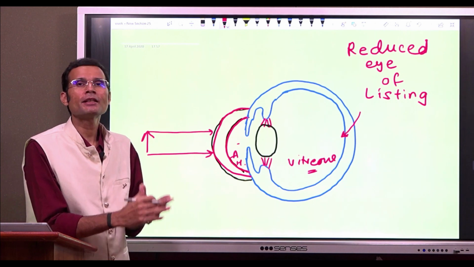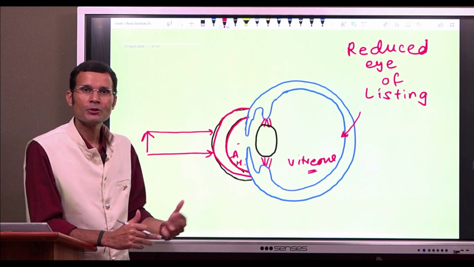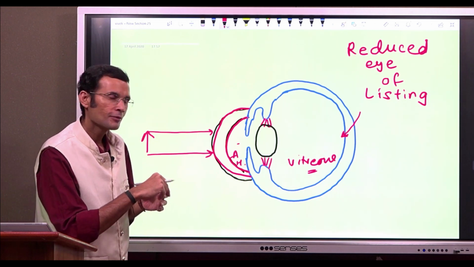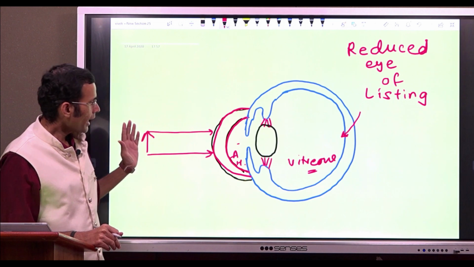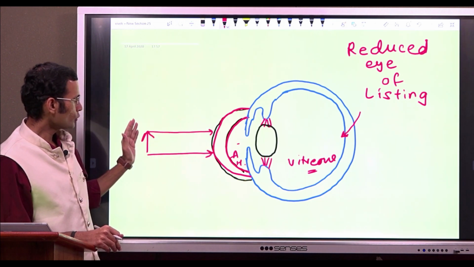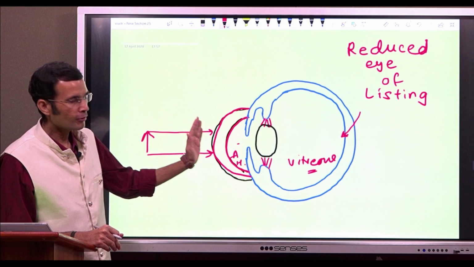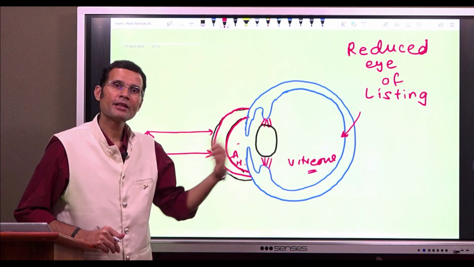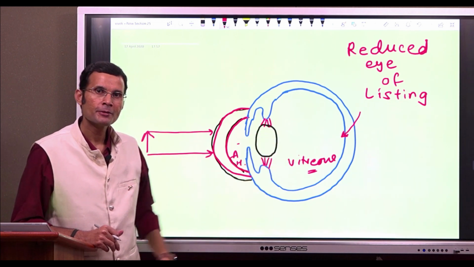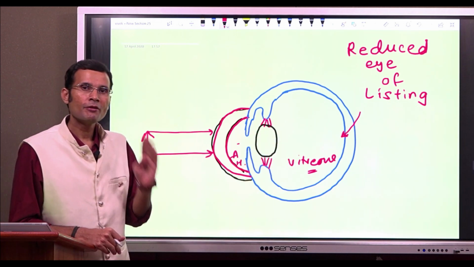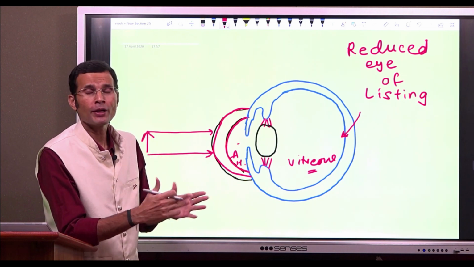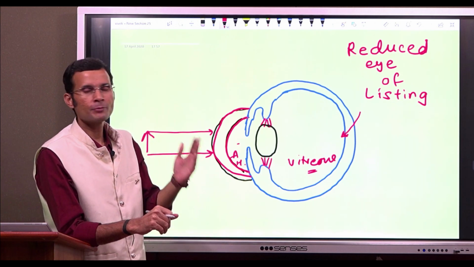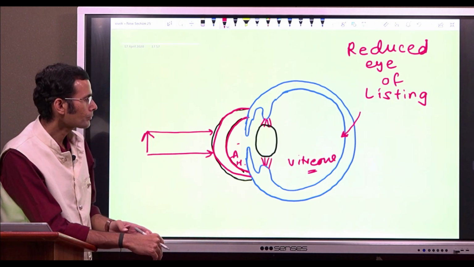But this is a very complicated thing to understand, a complicated model. You know why? Because as the light rays come from an object we are looking at, as they are entering the eye, before they reach the retina and form the image on the retina, there will be refraction of those light rays. You know, whenever the light rays from one medium enter another medium, there is bending of the light rays and it's called refraction.